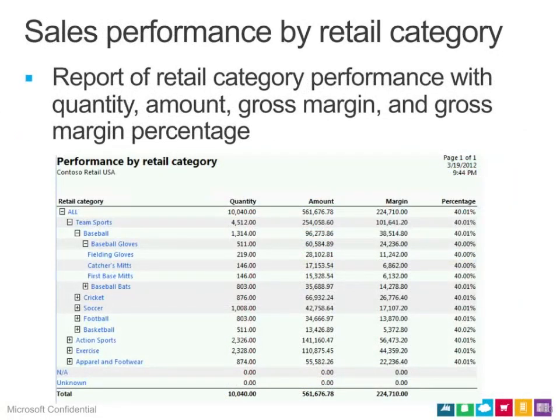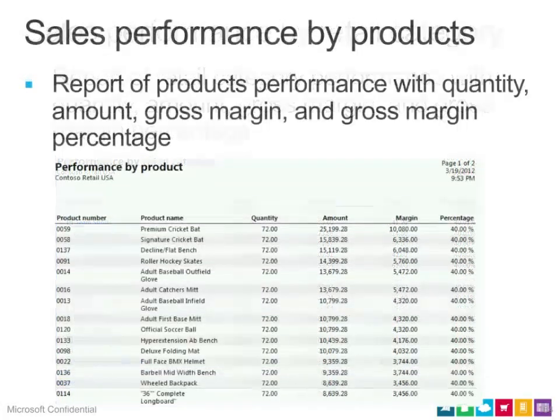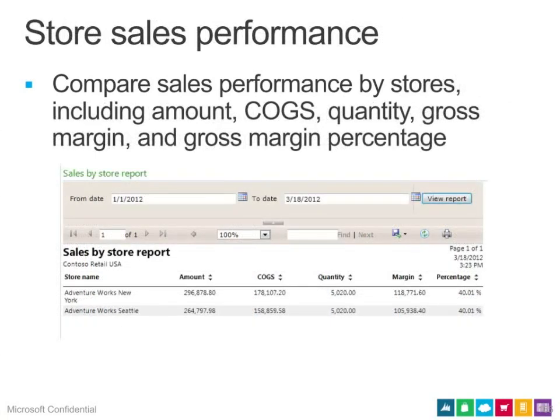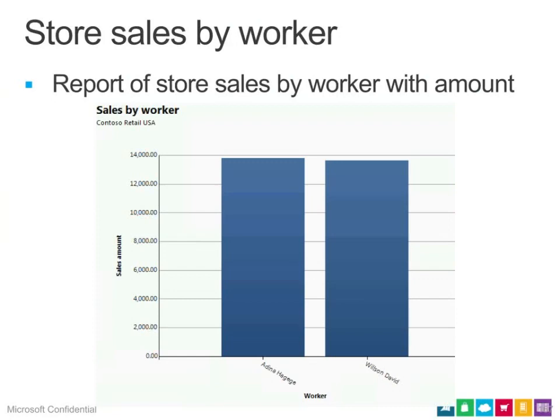Sales performance by retail categories. You want to know which product actually has a high margin. You want to sell more of that. That's the report. By product, by operating units. Interesting here is you see your outlet store, you're losing money. Negative 2 point something. Your mall store actually makes more money. It gives you the cost for different stores, the cost of goods sold. As a store manager, you want to know which employee is a high performer.